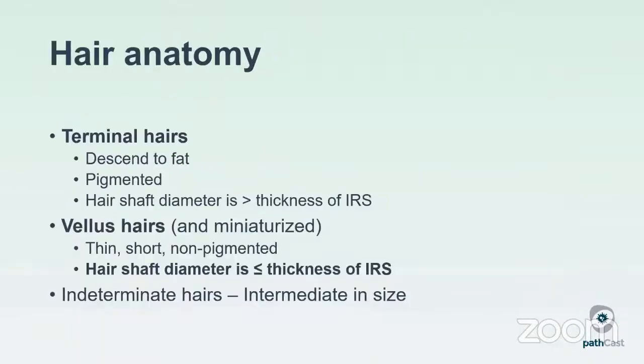As we talk about hair, we also need to distinguish terminal hairs and vellus hairs. So your terminal hairs are going to be the ones that are descending to the fat. The roots are rooted in the fat. They are pigmented. Their hair shaft diameter is greater than the thickness of their inner root sheath. I'll show you that in a moment. Vellus hairs and miniaturized hairs, that is terminal hairs that pathologically become vellus hairs, are ones that are thin, short, and non-pigmented. The hair shaft diameter is less than the thickness of the inner root sheath. Indeterminate hairs are those that are intermediate in size.